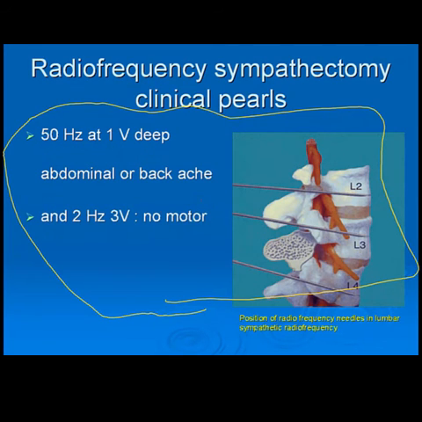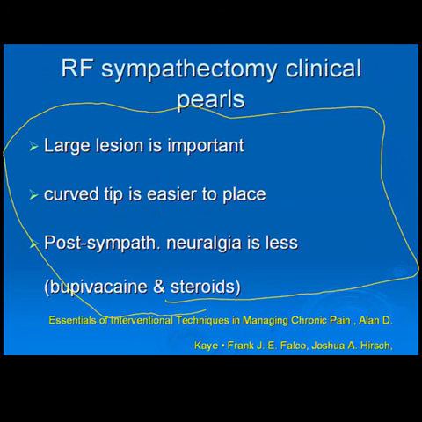Nothing in the leg. At 2 volts, no motor response. Make sure that nothing is running down the leg, or you might be inside the psoas, and the psoas is harboring the lumbar plexus. The lesion is a single lesion at 80 Celsius, 90 seconds for each lesion, and then rotate the needle. If it is a curved needle, rotate it once cranial and once caudal. A large lesion is important, so we use the curved needle. It makes it easier to place.